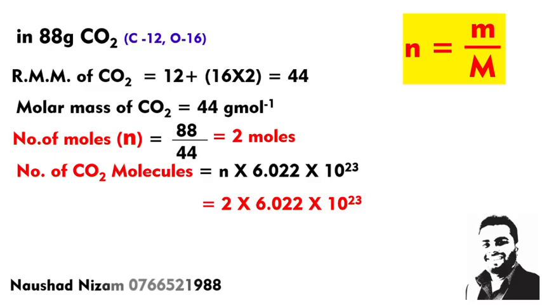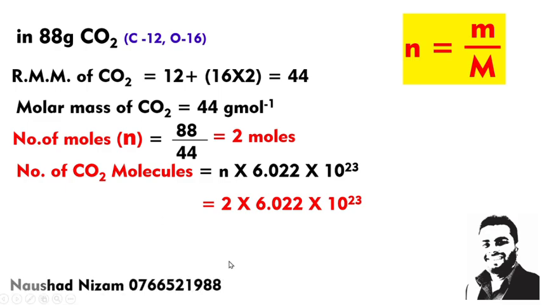So the third part is very interesting. In 88 grams of carbon dioxide, you have 2 moles of carbon dioxide. That means when it comes to counting the number of molecules, 2 moles make a set: 2 times the Avogadro number.